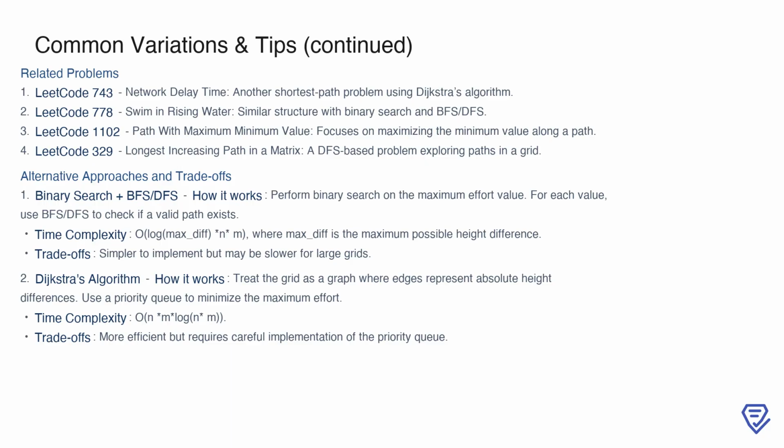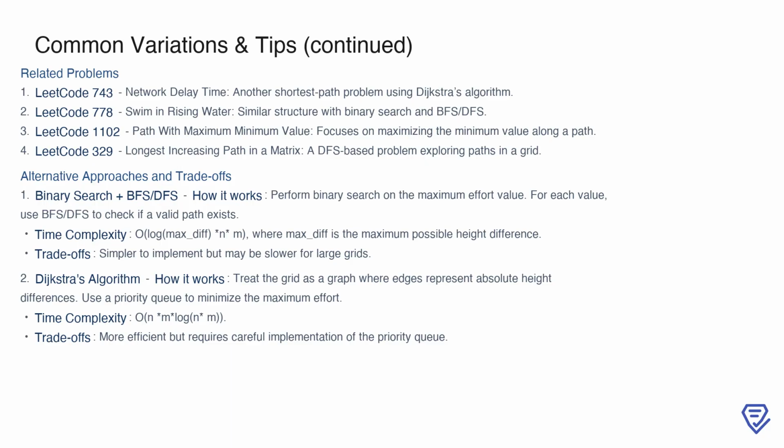When considering alternative approaches, binary search combined with BFS or DFS works by performing a binary search over the maximum effort value. For each effort level, BFS or DFS checks whether a valid path exists. This approach has a time complexity of O(log(max_diff) * n * m), where max_diff is the maximum absolute height difference, and it is relatively straightforward to implement. However, it may be slower for large grids due to the repeated search process.